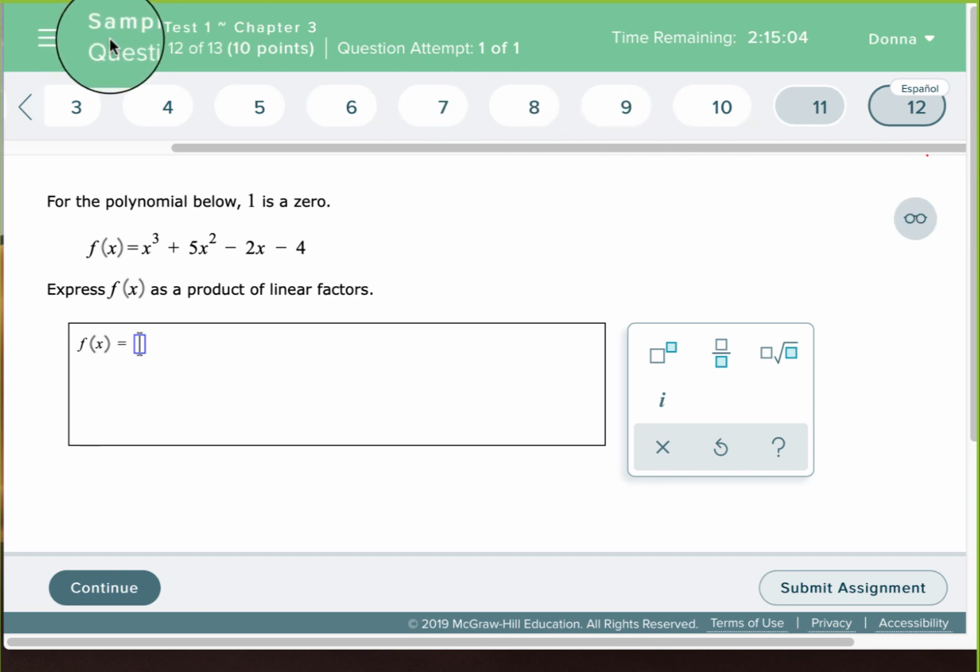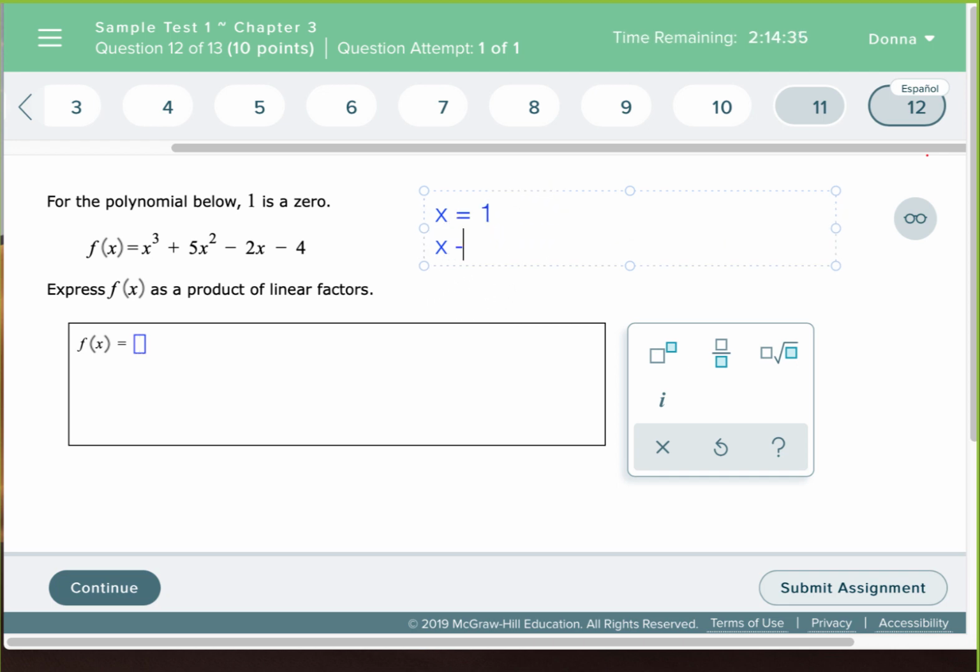I'm going to be doing a movie on the last two problems of sample test 1 on chapter 3. In this example, we have for the polynomial below, 1 is a 0. So if we know that 1 is a 0, we know that x equal to 1 is going to be a solution. In other words, if we substitute in 1 for x, we'll get 0, or f of 1 is equal to 0. We also know that x minus 1 will be a factor.